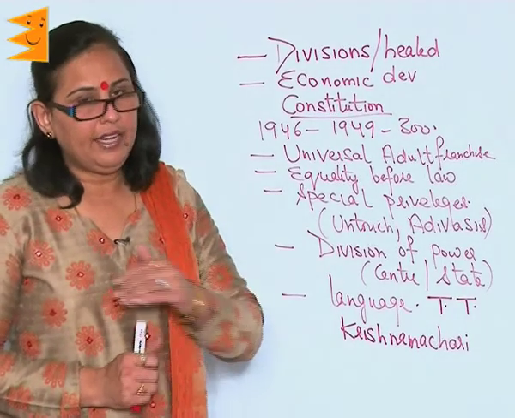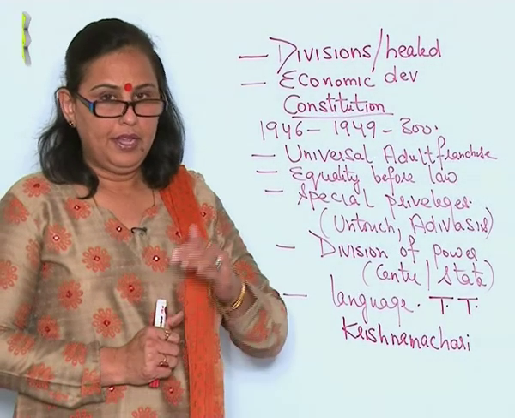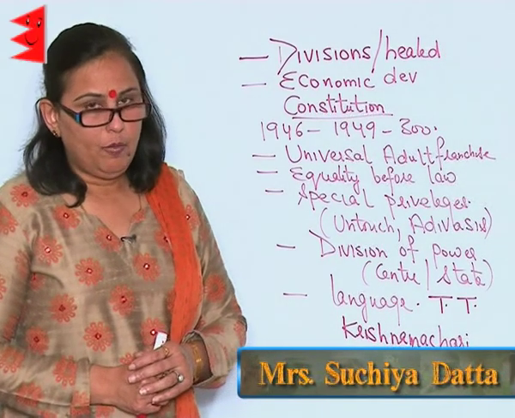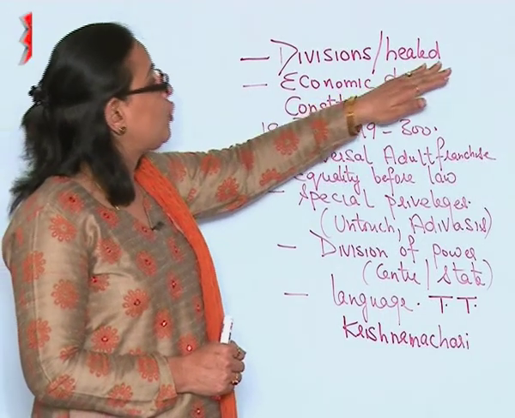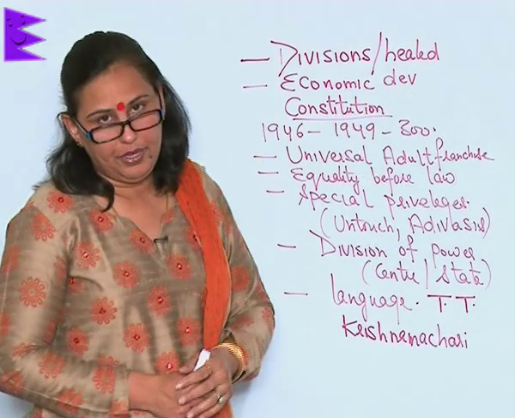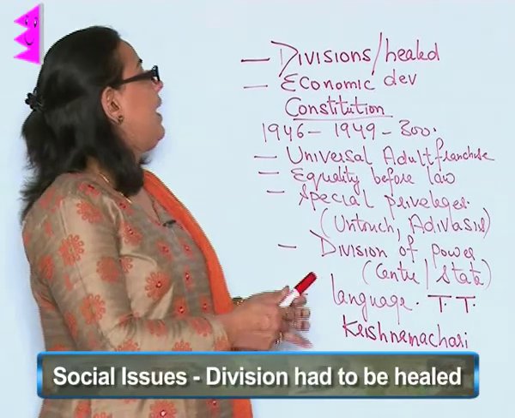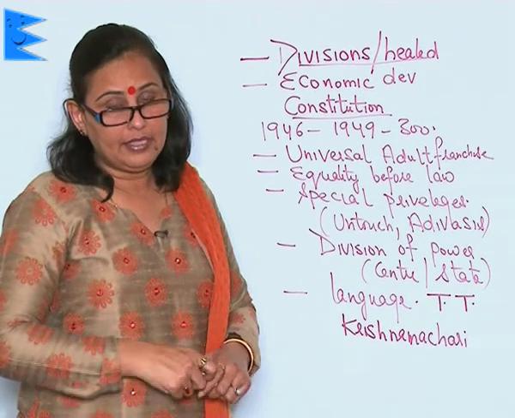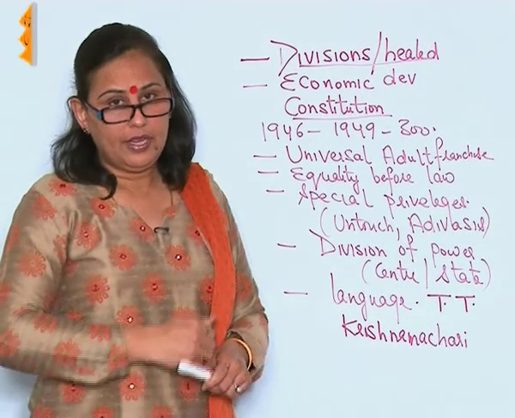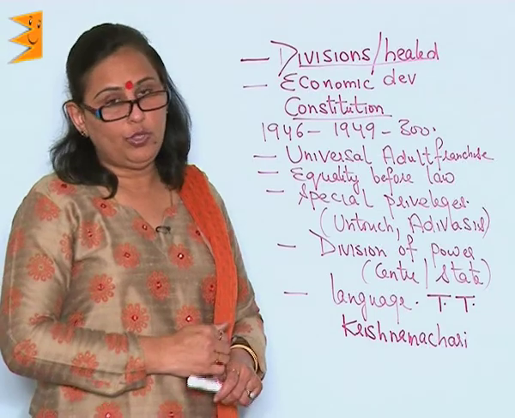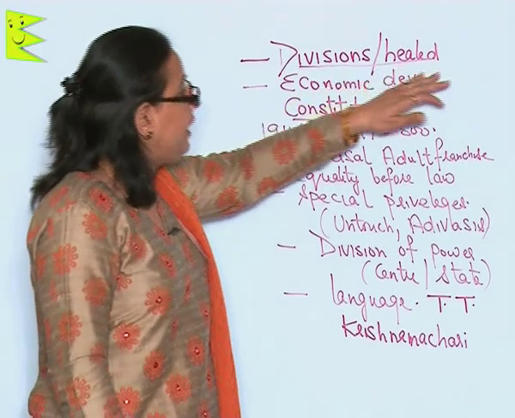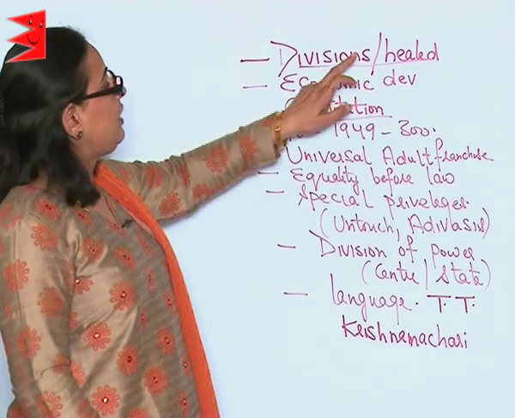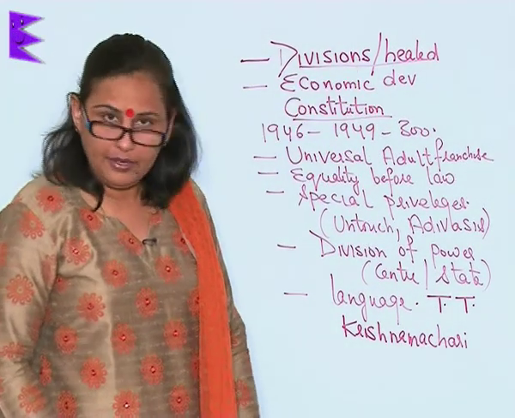So, looking at the challenges which were there before the newly formed India, there were two major issues if you see. One was of course the social issue and the other was the economic issue. Social issue meaning to say that now the divisions had to be healed. That is the caste divisions, the religion divisions which were there, all of them had to be healed in order to have a strong united India. So, this was the social problem faced by New India.